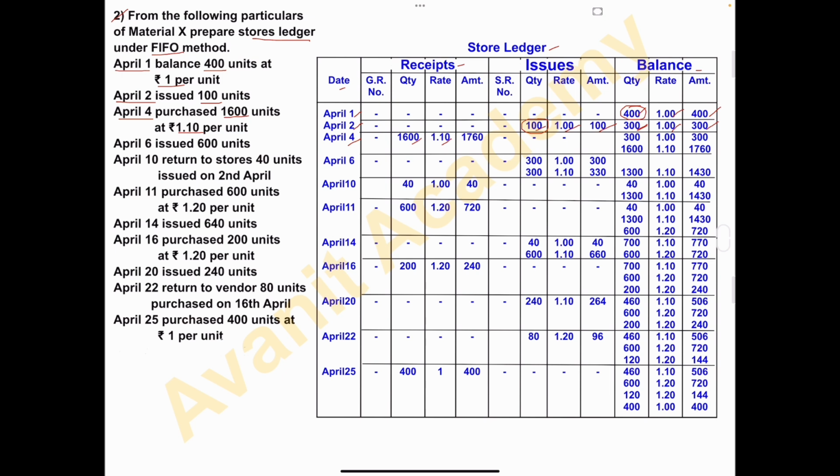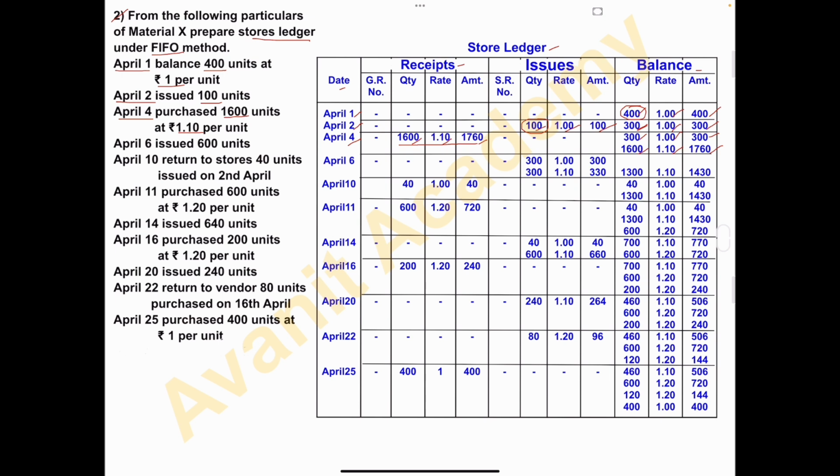Multiply this 1,600 into 1.10 and the amount is 1,760. Issues nil. I will write the balance. First write the previous stock, that is 300 units at rupee 1 and the amount is 300. Now add the recent purchase, that is 1,600 units, rate per unit is 1.10 and the amount is 1,760. So just in purchase we have made, that you have to write here in balance.